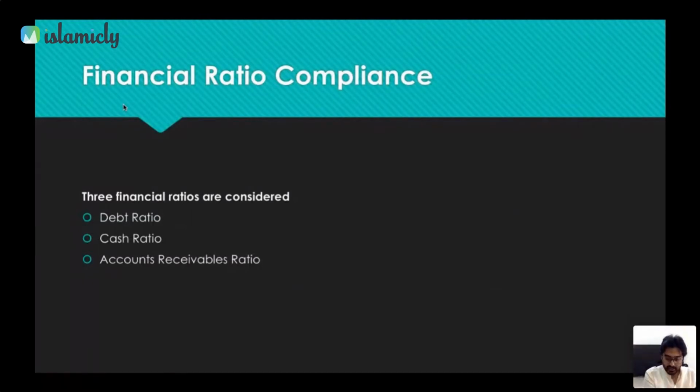Okay, let's look at the time. It's already 10 o'clock. It's already 1 hour. Financial ratio compliance is of 3 parts. So there's debt ratio compliance, cash ratio compliance, and accounts receivables ratio compliance. Let's discuss this in detail in just a bit.